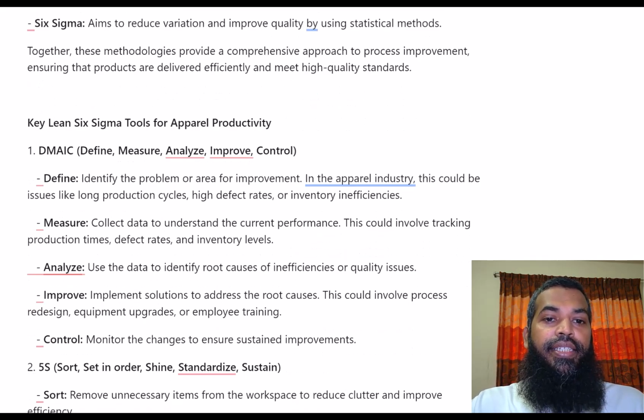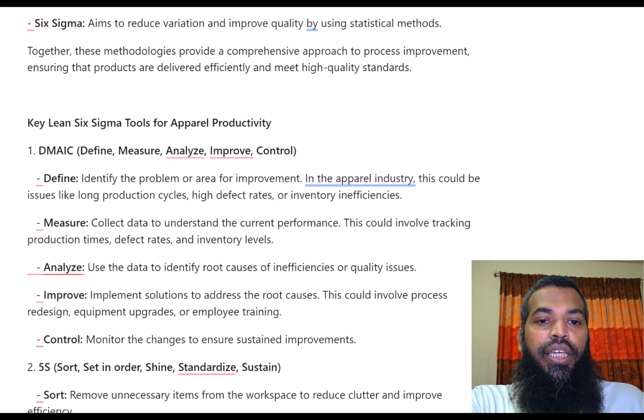Key Lean Six Sigma tools for apparel productivity. We know Lean Six Sigma deals with DMAIC. So DMAIC means define, measure, analyze, improve, and control. In the define phase, we must identify the problem or the area for improvement. In the apparel industry, there are lots of areas where we face problems and we need to improve. Then measure: collect data to understand the current performance. We must collect data so that we can analyze in the next phase.